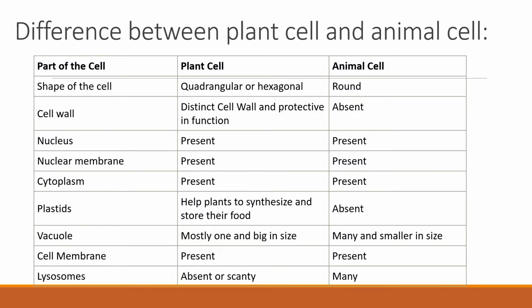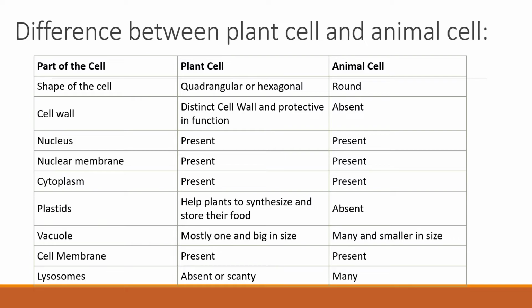As I told you, to remember the difference between a plant cell and an animal cell, a plant cell consists of a cell wall, whereas in an animal cell the cell wall is absent. Try to make it very simple. The second thing is the plastid. A plant cell consists of plastids, which help it to synthesize and store its food, but an animal cell has no plastids.